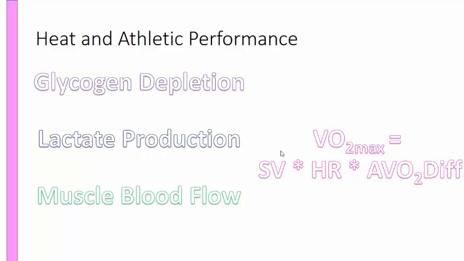How is this going to affect our VO2 max? Well, we just talked about how if we exercise in the heat, we're decreasing our stroke volume, and we're having a lot of water loss, so we're going to decrease our stroke volume. Our heart rate is going to be increasing a little bit, and our AVO2 difference isn't affected if we're exercising in the heat. So if stroke volume is decreasing, heart rate is increasing, AVO2 difference is not changing, then what's going to happen to VO2 max? VO2 max decreases in the heat because we have such a large decrease in our stroke volume.